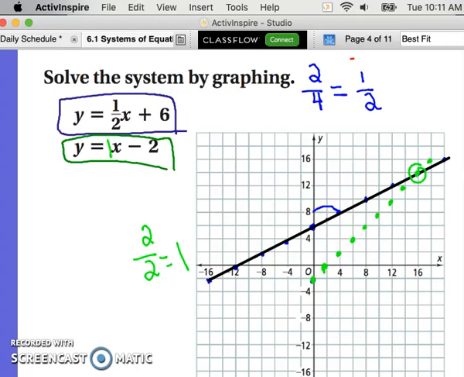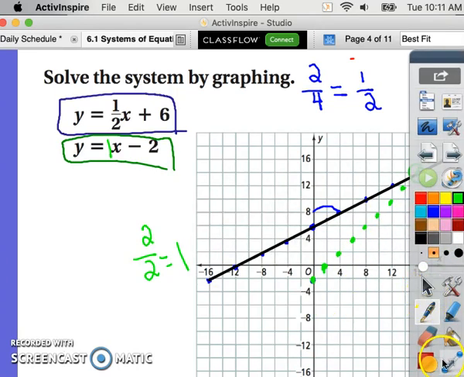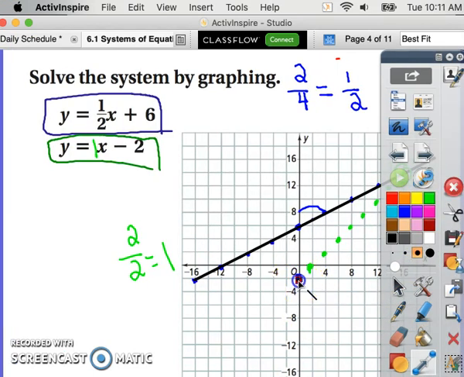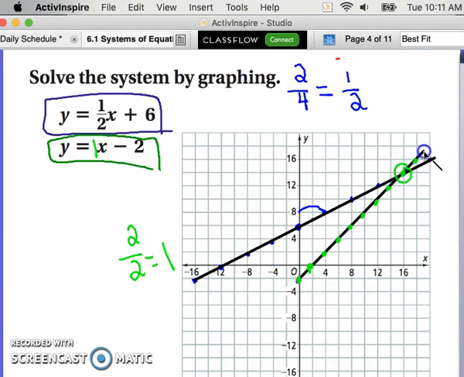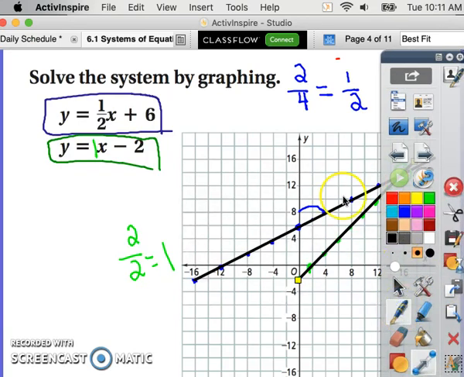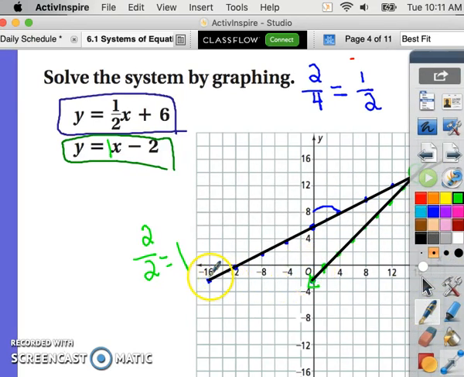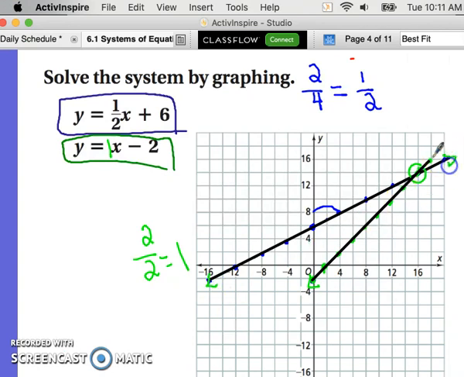That is my solution. Again, when I'm graphing, I want to make sure to connect all of my points, and I have arrows at the end of each line because it's a line.